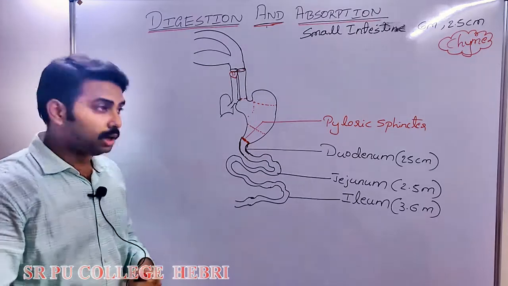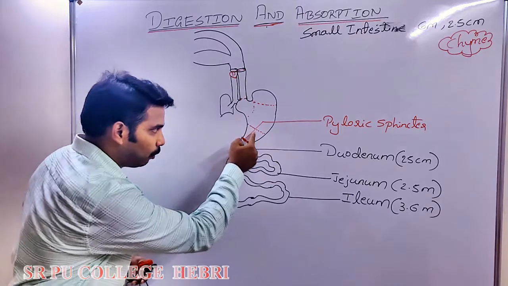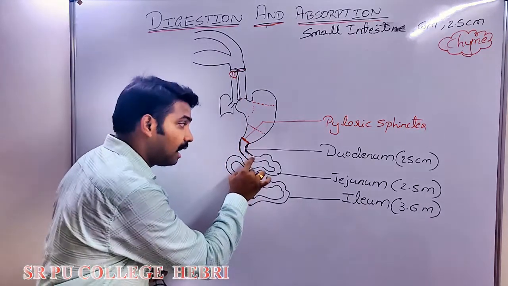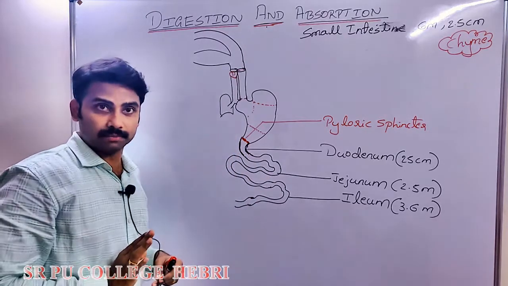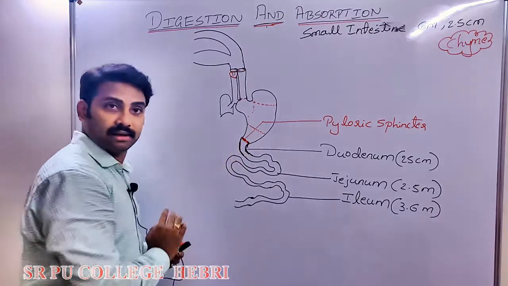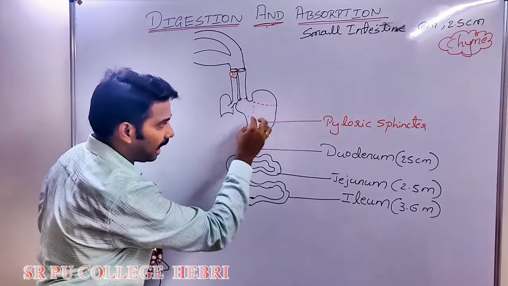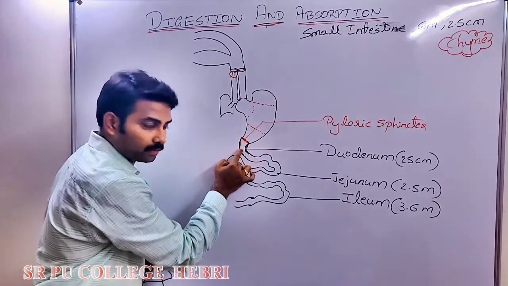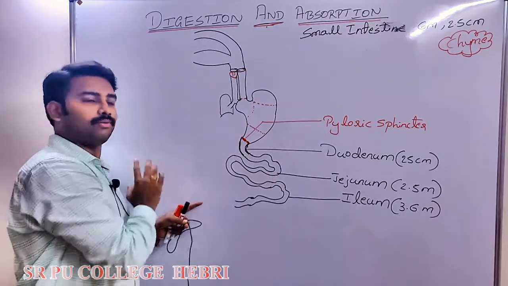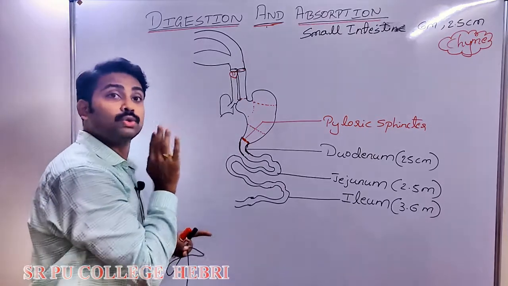Now you may ask me, what about the remaining part? Why is it not required? The chyme only continues to jejunum and ileum, right? But here also mucous membrane is present, but it is not that thick. Why? Because once the acidic chyme comes to duodenum, here you have the largest gland of the body. What is that called? Liver. Liver produces a juice called bile juice.